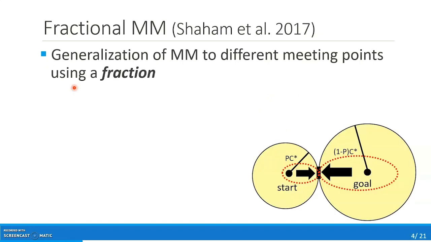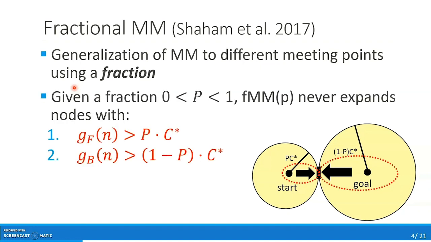Fractional MM by Sharon et al. is a generalization of MM to different meeting points. FMM uses a fraction p, and given that fraction between 0 and 1, it never expands nodes whose g value from the forward side exceeds p times C star, and whose g value from the backward side exceeds 1 minus p times C star. This means that nodes outside of these two circles will not be expanded by FMM.